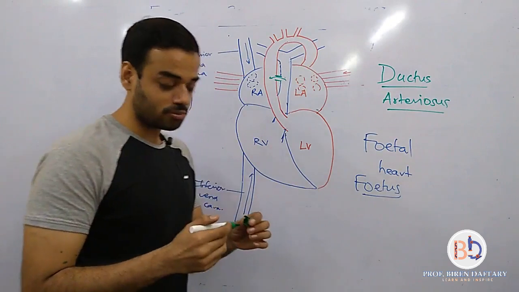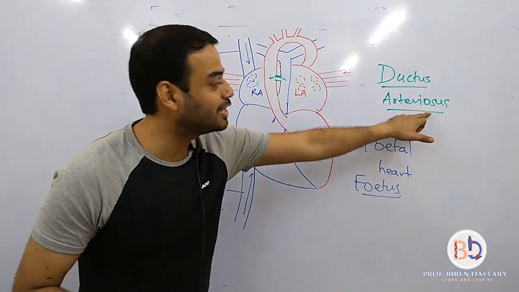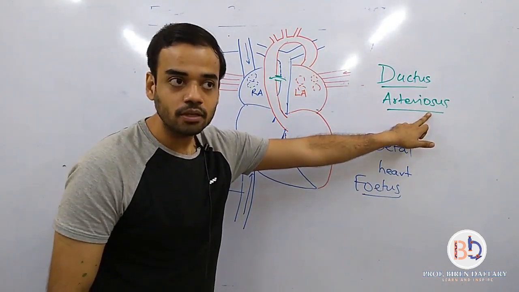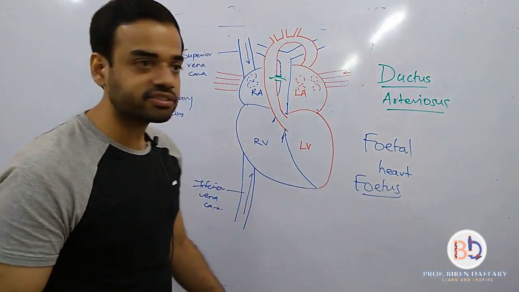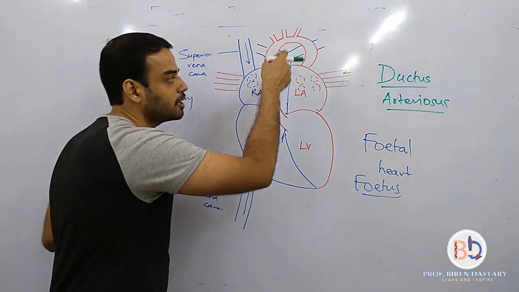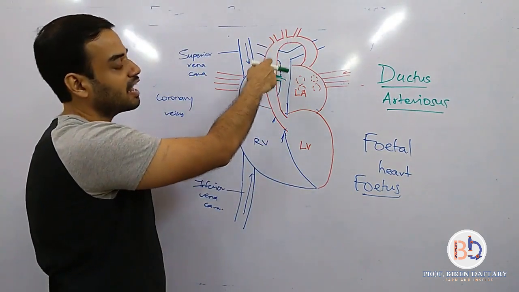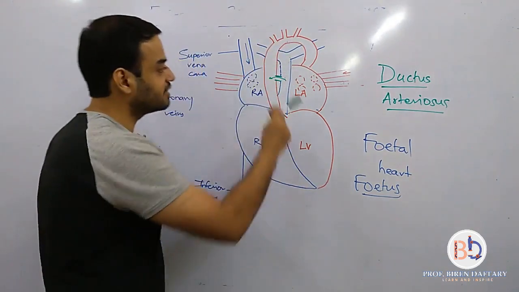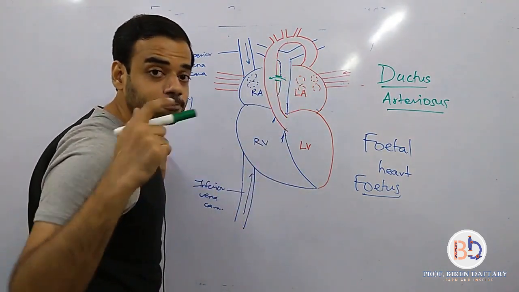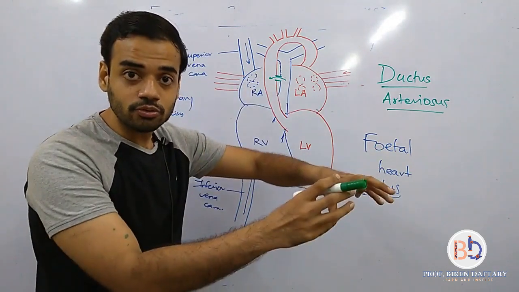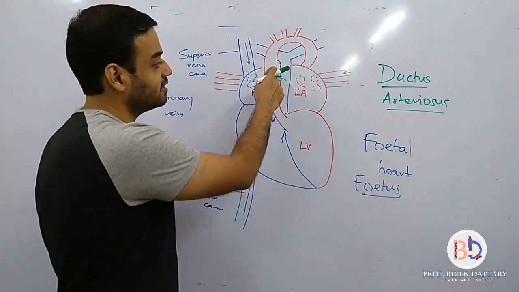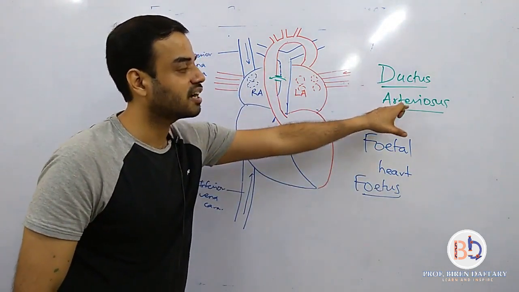Nice name, no? To remember, ductus arteriosus is a Latin name. Ductus means duct, tube. Arteriosus means it is connecting the pulmonary trunk with the aorta, which is the artery. This connection, which is present inside the fetal heart, the baby in the uterus, is called ductus arteriosus.